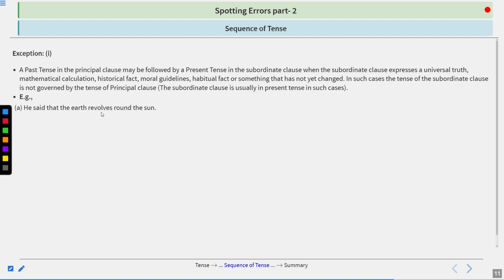Example, he said that the earth revolves around the sun. Although the main clause is in the past, we do not change the tense in the subordinate clause. We learned at school that the truth always triumphs. Main clause is in the past, we learned at school, but the subordinate clause is in the present tense, triumphs.